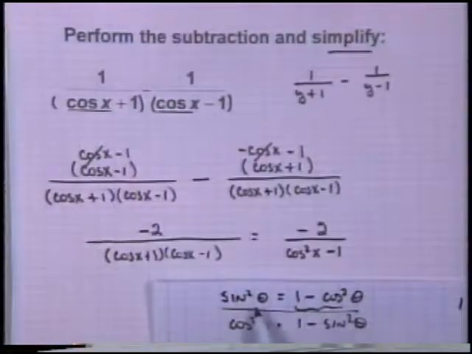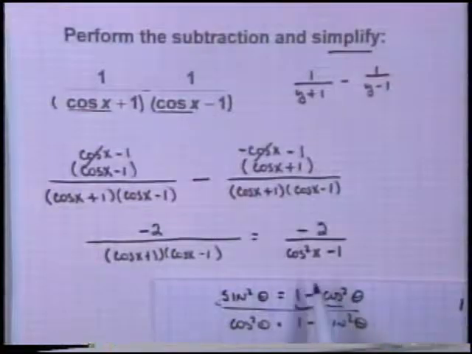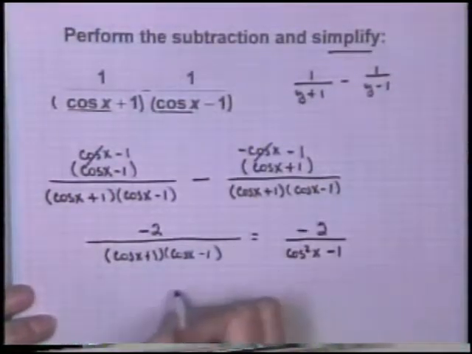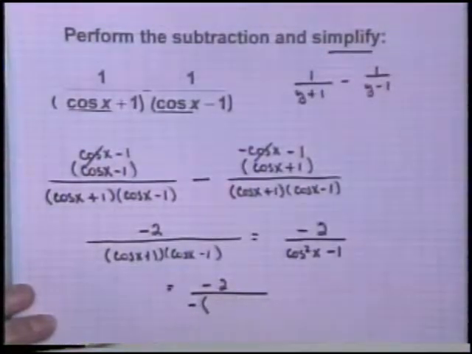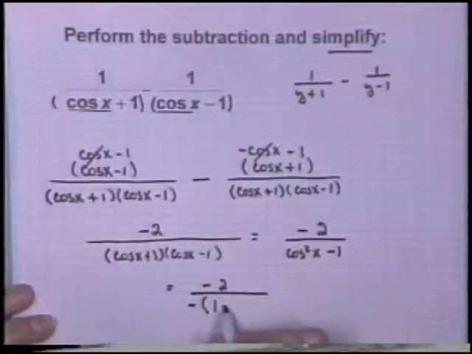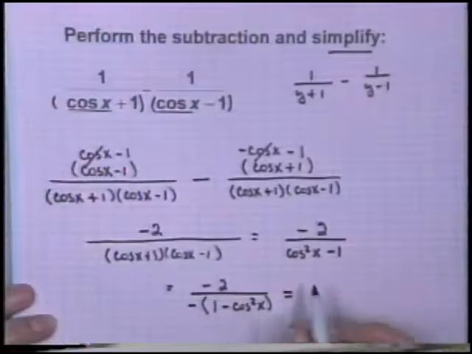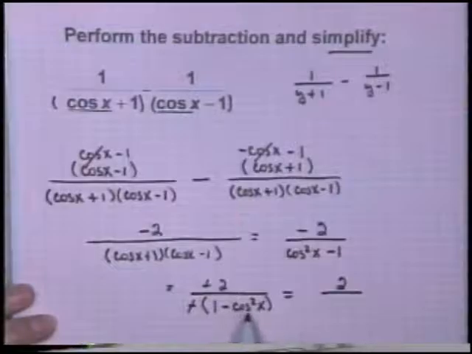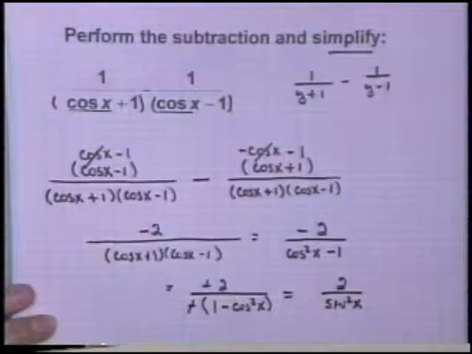Remember, a second ago we were looking at this alternate form, sine squared theta equals 1 minus cosine squared theta. Well, this is sort of like that, except my signs are sort of backwards. So what I'm going to do is factor out a negative 1 down here in the denominator. That will make that a plus 1 and a minus cosine squared x. So notice my negatives cancel. I have a positive 2. 1 minus cosine squared x can be changed to sine squared x.